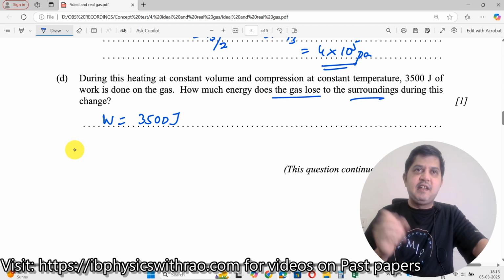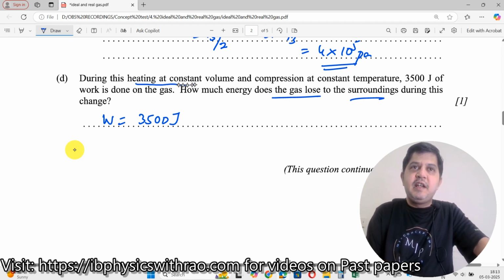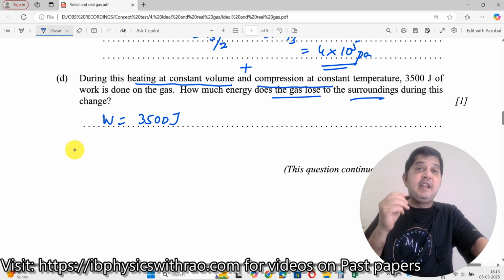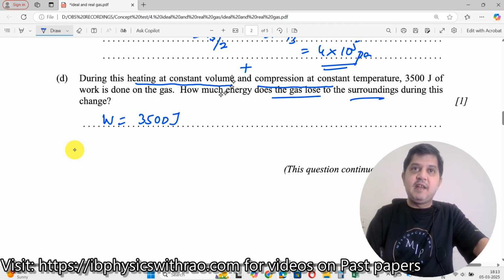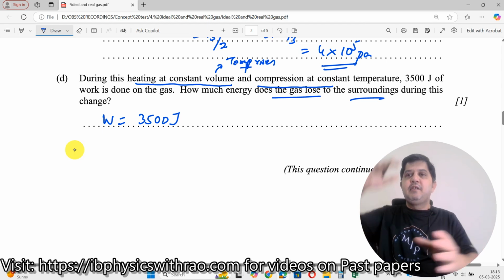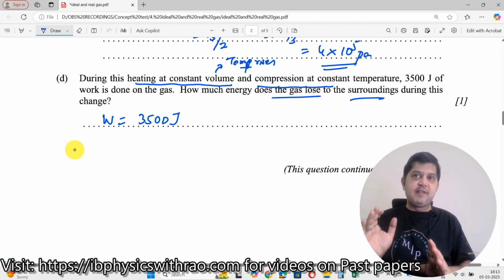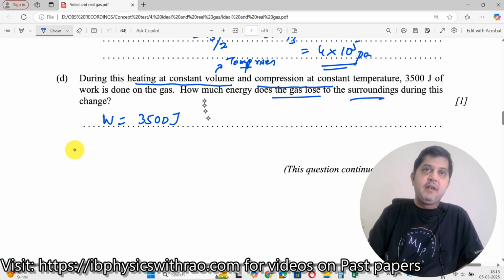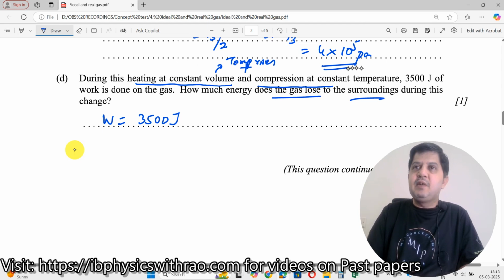Now let us understand this clearly. When you are heating at constant volume, the temperature rises. We have already seen this. And then compression at constant temperature, which means you are slowly compressing this, but while it compresses, the temperature is not going to change. When temperature is not going to change, the work done here is 0, but there is only work done over here.